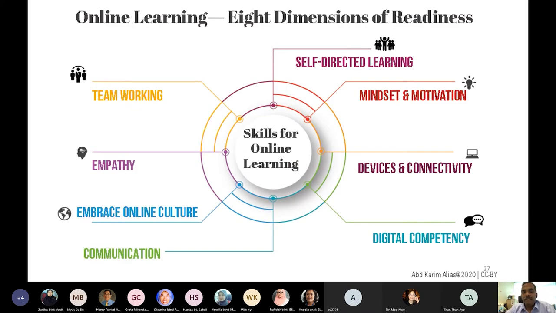Now, research has actually shown the 8 dimensions of readiness for online learning among participants, let it be students, let it be adult learners. These are the 8 dimensions. Of all of these 8 dimensions, which one do you think is very relevant, extremely crucial, when it comes to the Malaysian setting? You can chat with me. You can just write what you think, which one would you think is the thing?